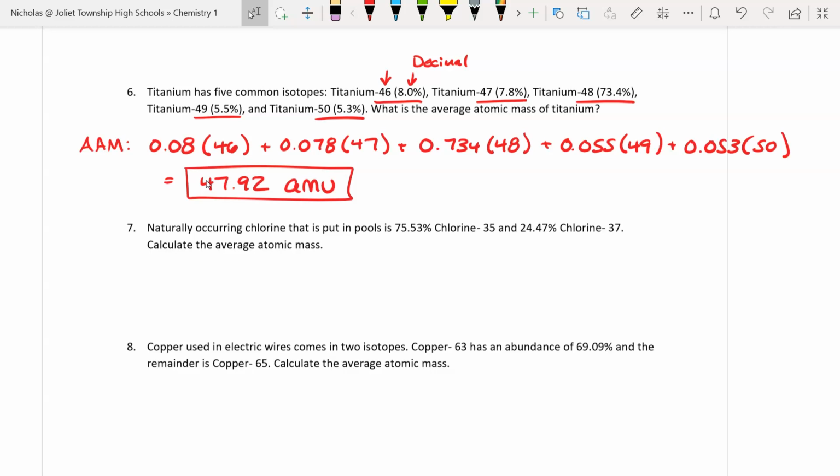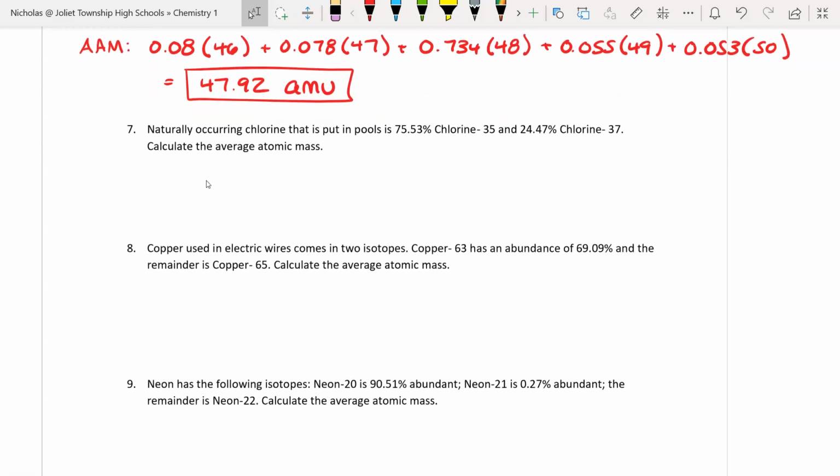All right. Next, we are doing the same thing. But this one, they were kind, and they only gave us 2 numbers. So we have our percentage and our mass, and our percentage and our mass. So our average atomic mass, same method. I'm going to take each relative abundance, and I'm going to multiply that by the mass number.